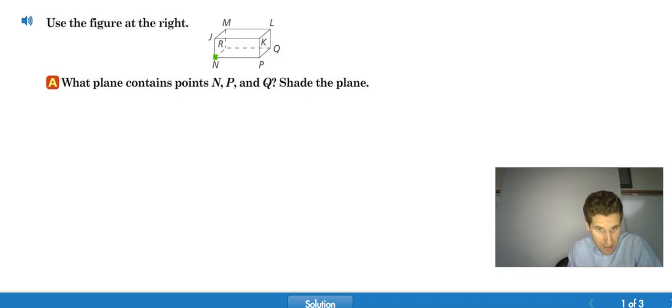Here's N, P, and Q, and it looks like it can't be the front plane or the side plane because N would not be a part of the side and Q would not be a part of the front. So it appears we're going to go ahead and shade. I like that sky blue. It is going to be this bottom plane right down here. Notice that all 3 of those points are on that plane, in particular on the bottom. Okay? Alright, that is all.